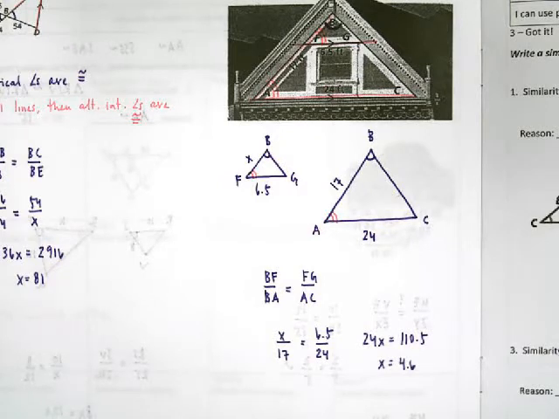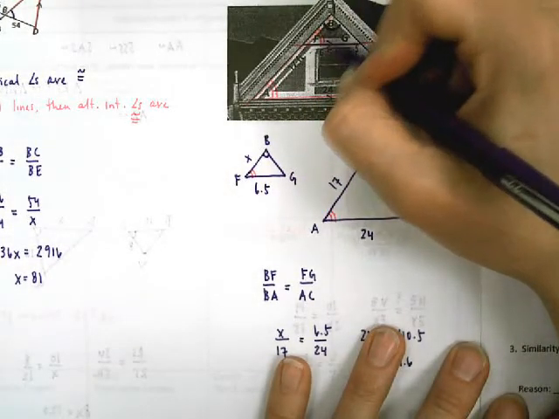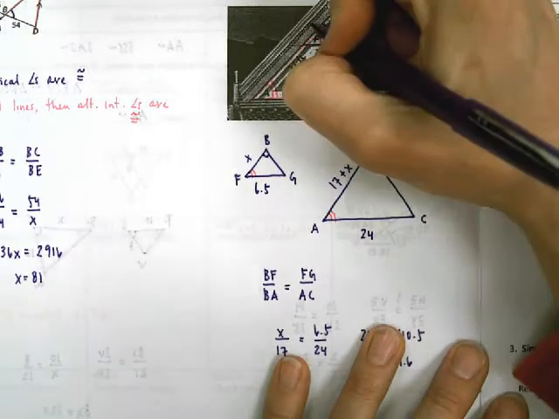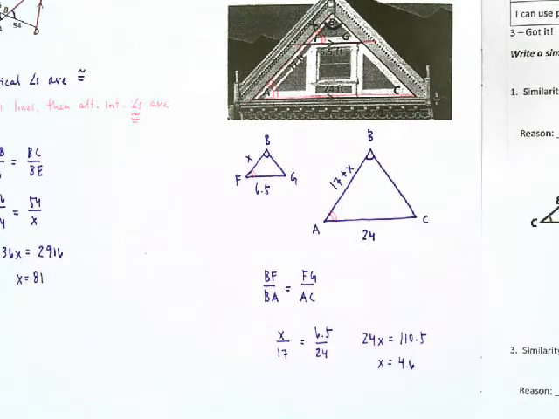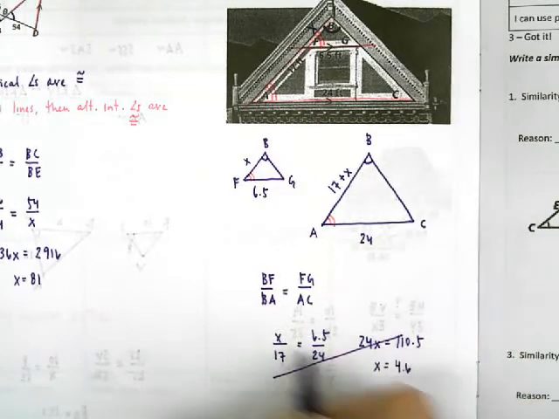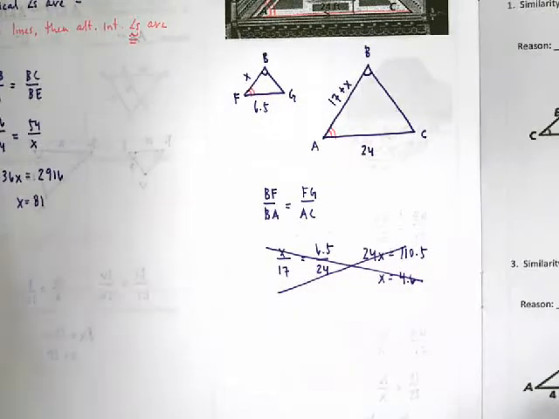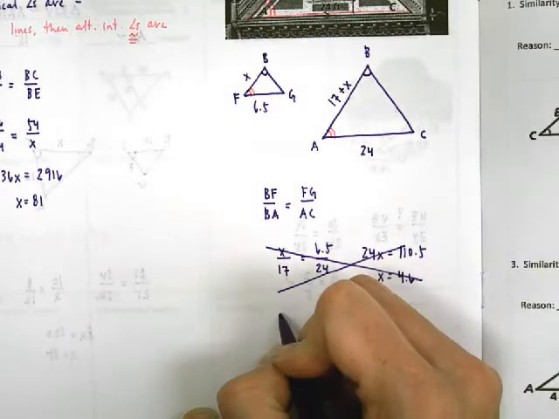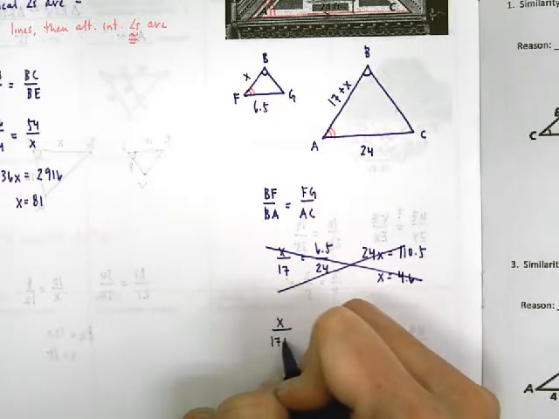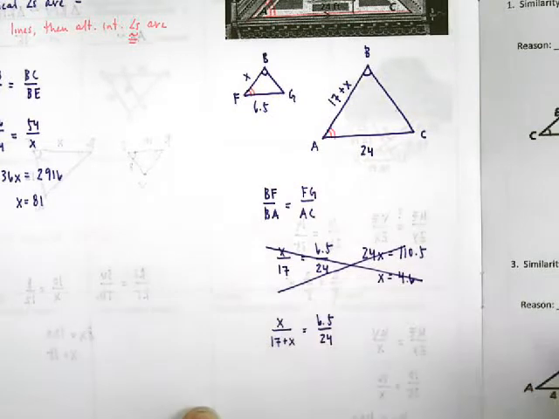That 17 is only this piece of the triangle. Since I'm finding BF, this is actually 17 plus x. This segment here is an unknown piece x. So that whole side has to be 17 plus x. So I apologize, guys. I'm going to cross this off. And let's take a look again. So what I really have is x is to 17 plus x. That's equal to 6.5 over 24.